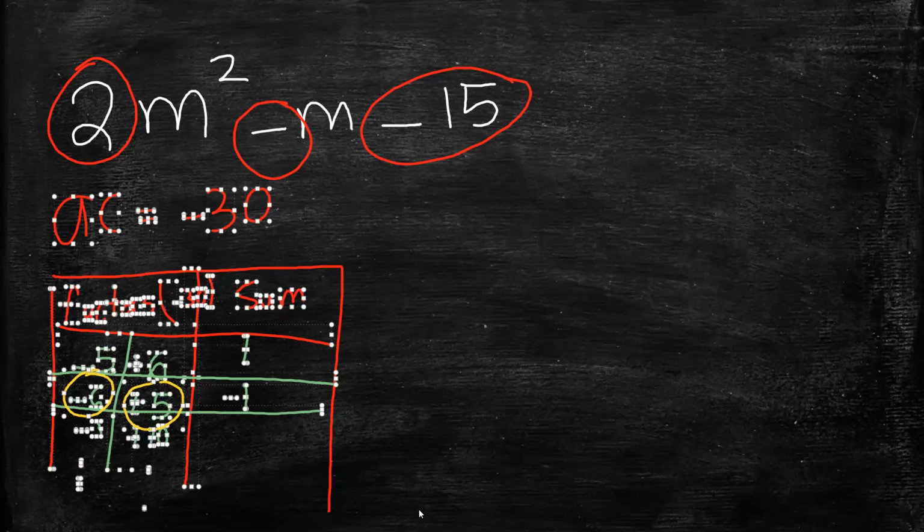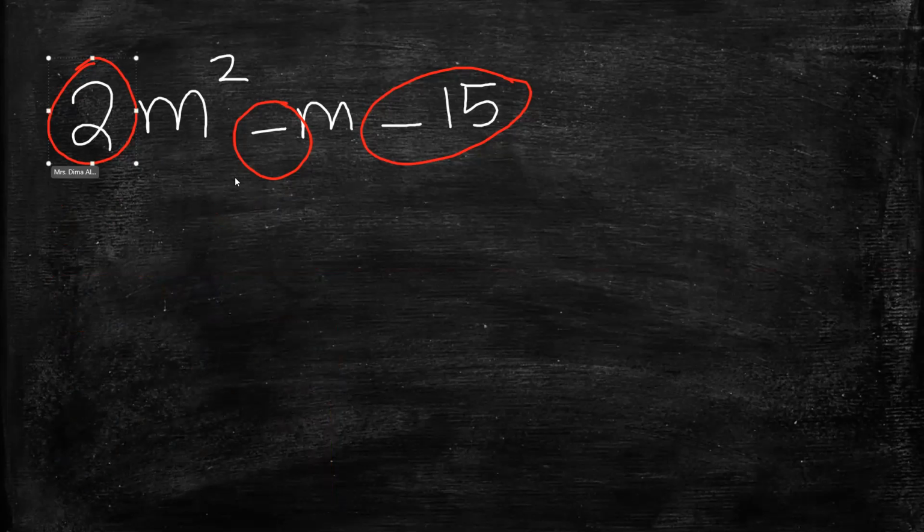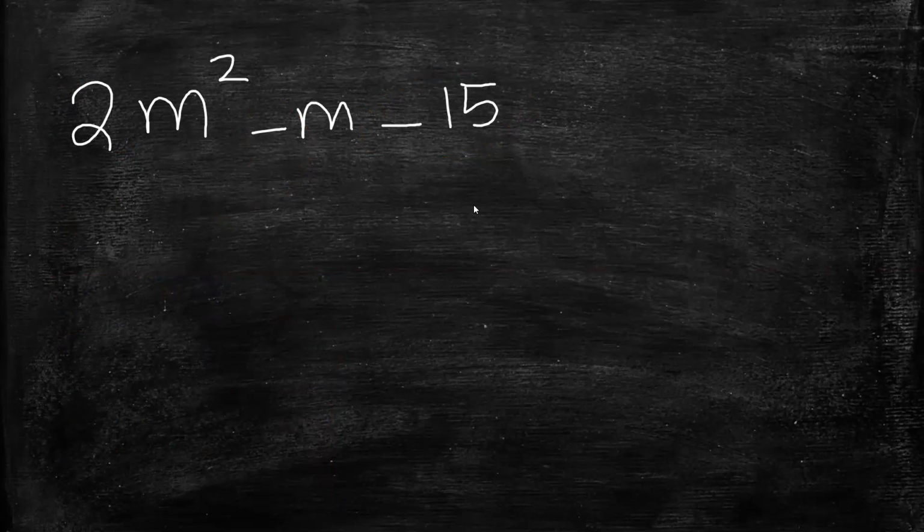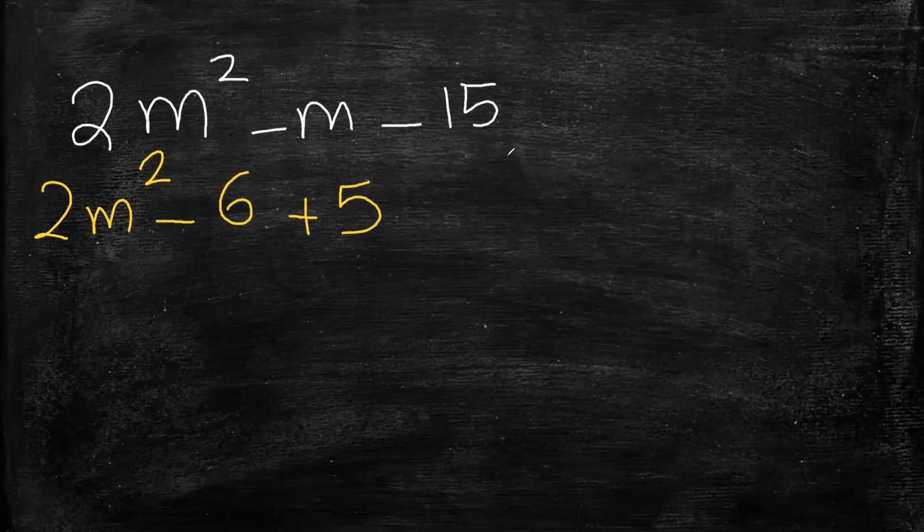Now, the second step, I want you to rewrite this trinomial into two new factored numbers. It will be 2m². Then -m. As I told you before, you can write it in two factored numbers, which is -6 plus 5. Here you have to distribute the m² here and here. Then let's continue writing it as -15. So I wrote -m as -6m plus 5m.